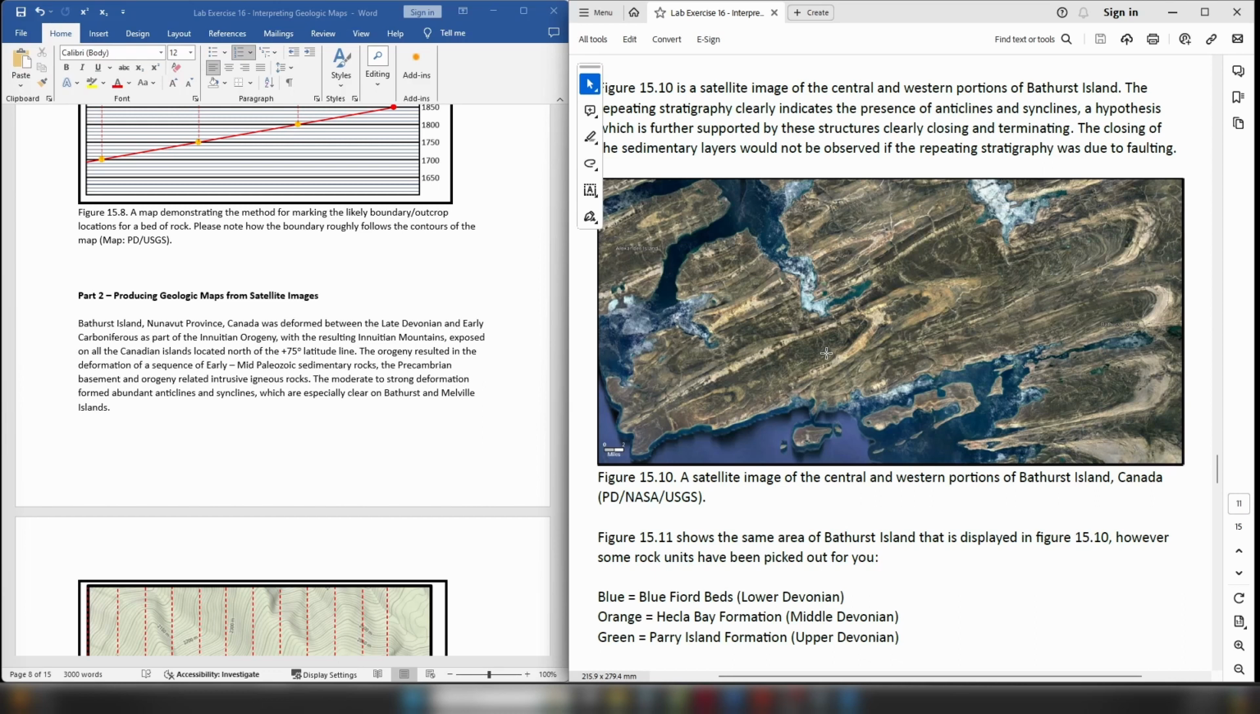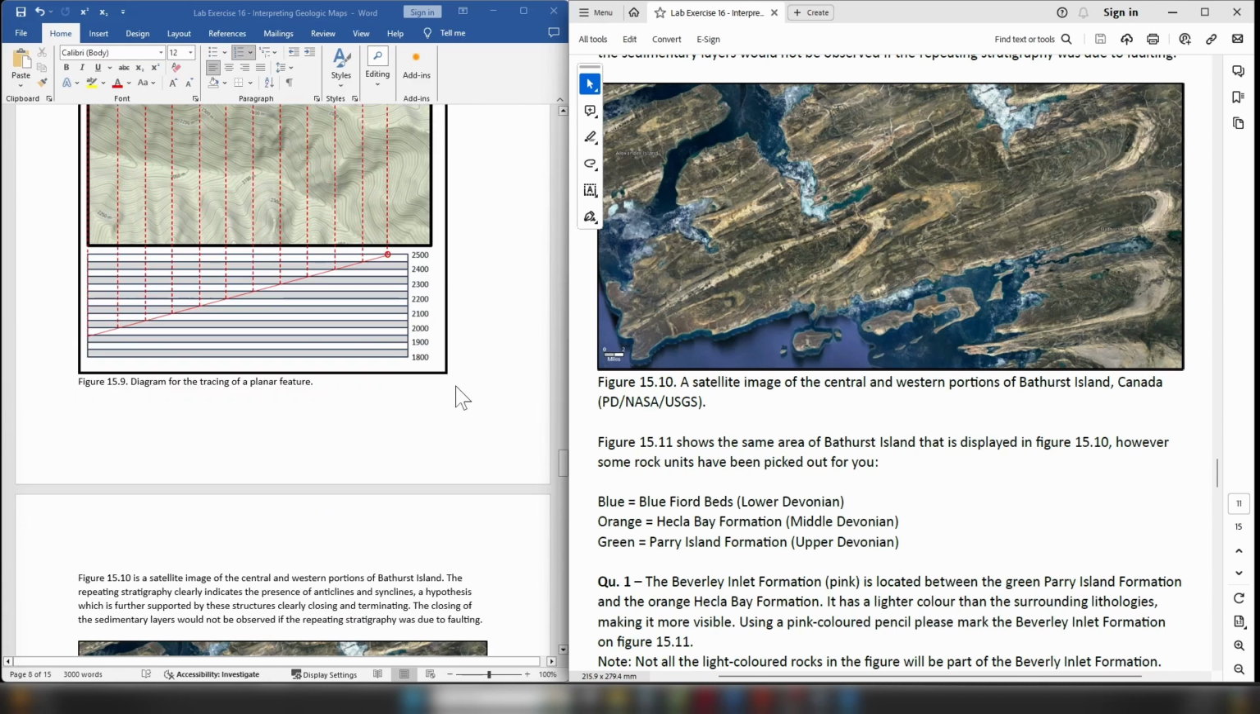And the fact they are spread out over such a large area, so between several islands, suggests that whatever this event was would have been quite large. So it's very likely that the deformation that we can see in this satellite image is related to a relatively major orogenic event.